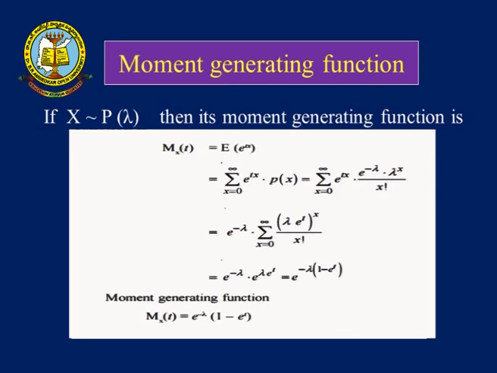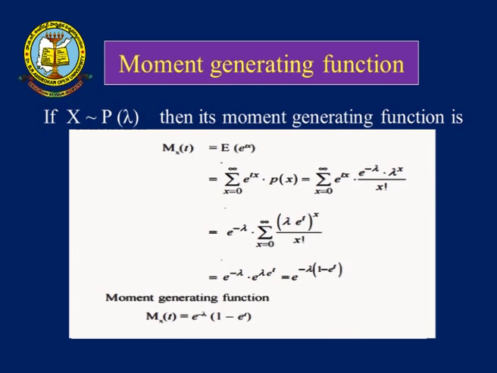Now, we are discussing a few important functions of the Poisson distribution, like the moment generating function and characteristic function. First of all, we are going to discuss the moment generating function. What is the moment generating function of the Poisson distribution? If x follows P of lambda, then its moment generating function, simply represented by Mx of t, is equal to the expectation of e to the power of tx. In terms of summation, x takes values from 0 to infinity, e power tx into p of x, where p of x is the probability mass function of the Poisson distribution.